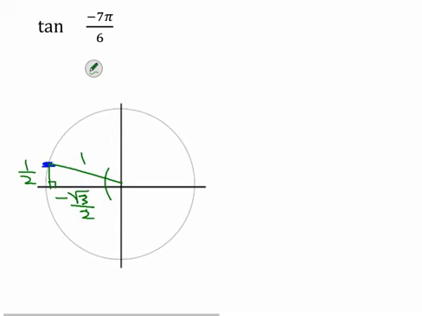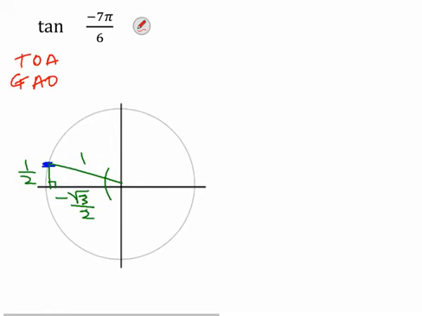Now, there's a couple of ways you can do it. You can first find tangent, which is the ratio of y to x, and then flip it. But that's kind of cumbersome. I think what I'm going to do is say tangent is opposite over adjacent, so cotangent must be adjacent over opposite.